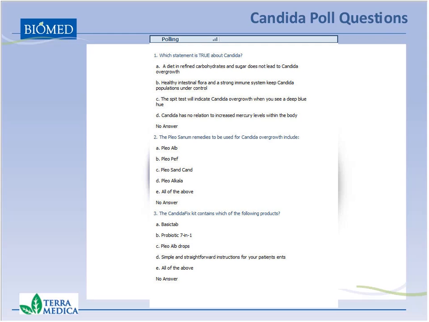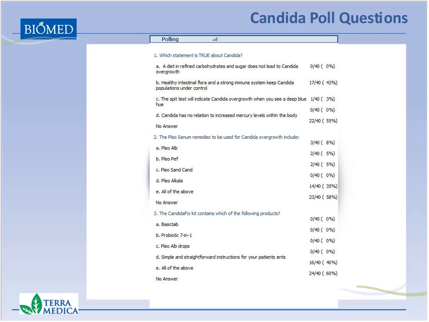Okay, let's go through the answers here. Which statement is true about Candida? A diet high in refined carbohydrates does not lead to Candida overgrowth. No, that's false. A spit test can indicate Candida overgrowth when you see a deep blue hue. That's also not true. Candida has no relation to increased mercury levels in the body. That's also potentially not true. So true is healthy intestinal flora and a strong immune system can keep Candida at bay.